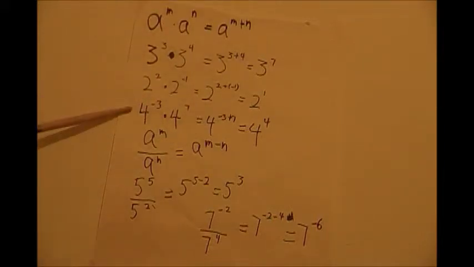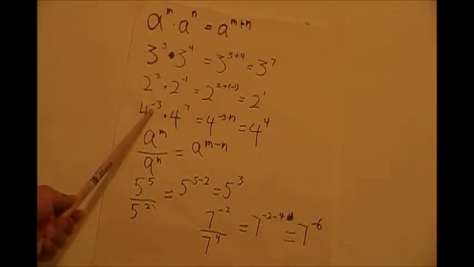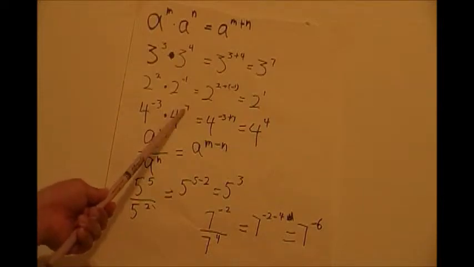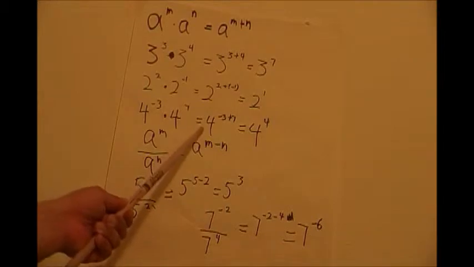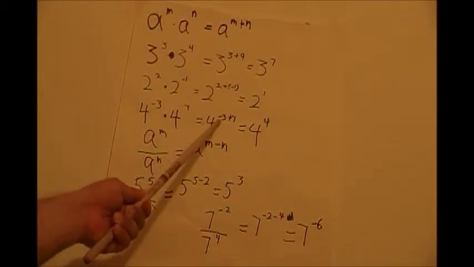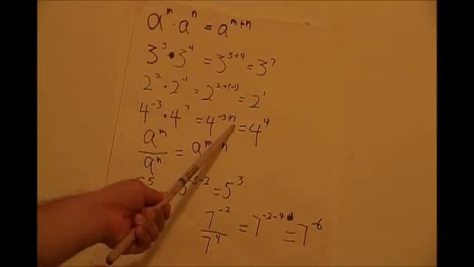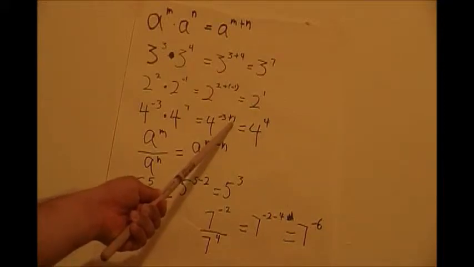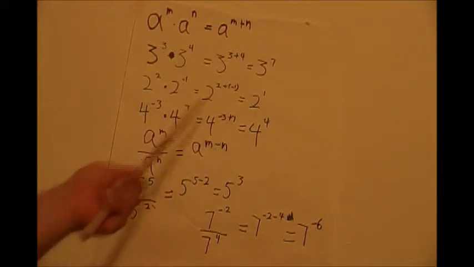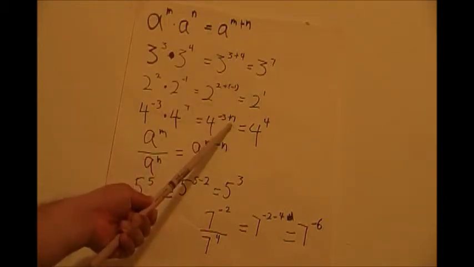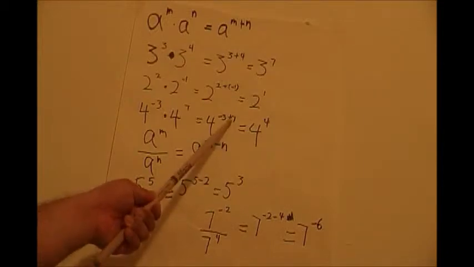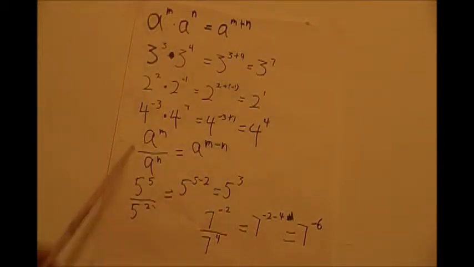Alright, let's do one more, okay? What if we have a negative power on the first exponent? So it's 4 to the negative 3 times 4 to the 7. Same idea. We're just going to add these two numbers together. So that's going to be 4 to the negative 3 plus 7, okay? We can rewrite this as 7 minus 3, right? So negative 3 plus 7 is also 7 minus 3. So 7 minus 3 is 4. So the final answer is 4 to the fourth power.